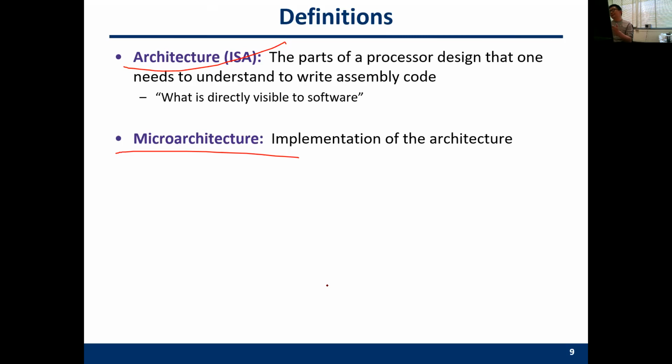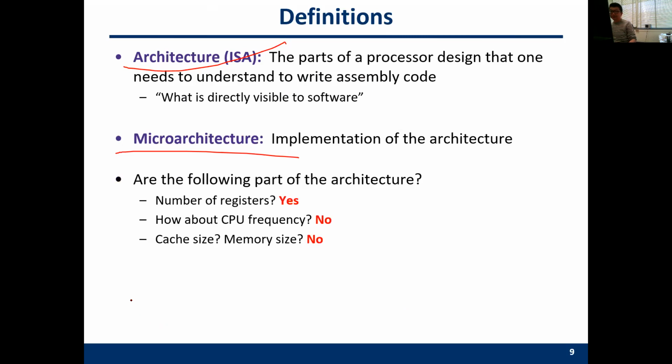So in this sense, let's say the Pentium 4 Intel CPU has a totally different microarchitecture compared to the latest Core i7, but they are both from Intel. So these are the features of microarchitecture. The number of registers, how many registers does one CPU have? Is it a microarchitecture? Yes, this belongs to microarchitecture.